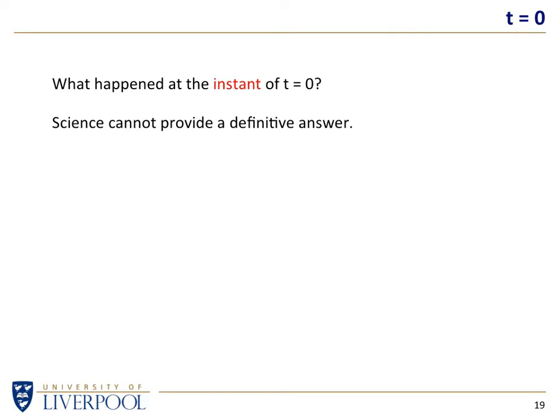So let us start our journey of where did things actually begin. T equals 0, the instant of the Big Bang. It's perhaps disappointing, but if you ask the question, what happened at the instant of t equals 0, then we have to remind ourselves that we cannot provide a definitive answer.